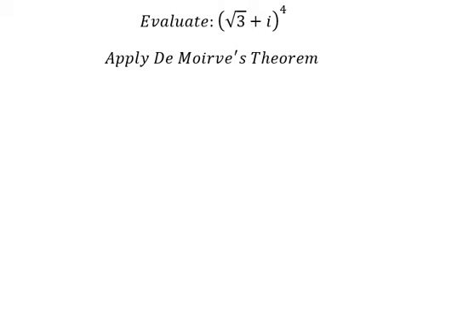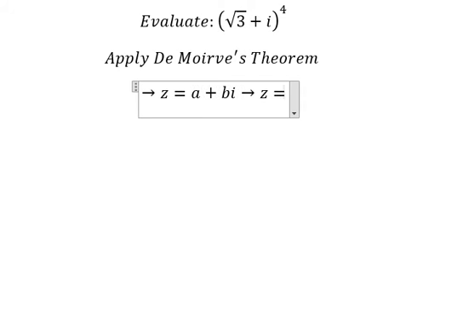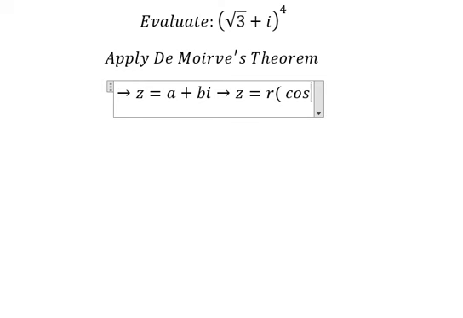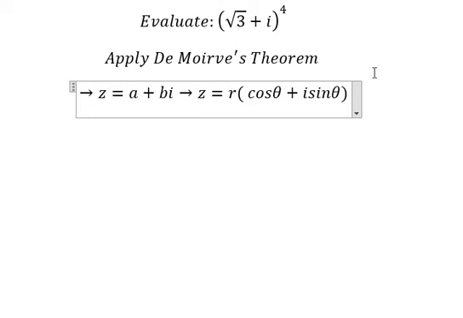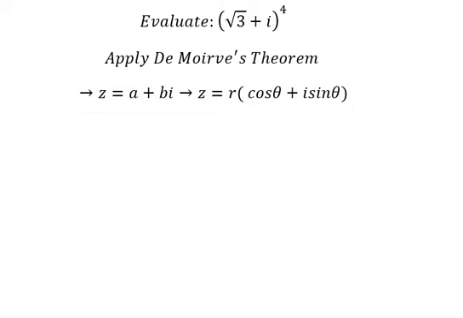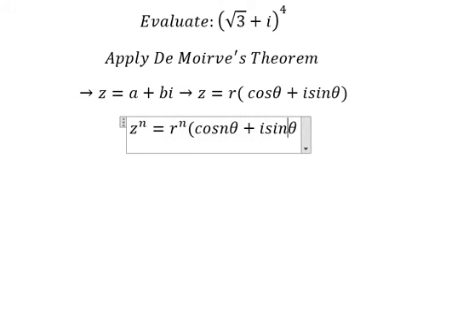So we have z equals a plus bi. Now we need to transform this into z equals r times cosine theta plus i sine theta. Now if we have z to the power of n, just like this, we have r to the power of n times cosine n theta plus i sine n theta.